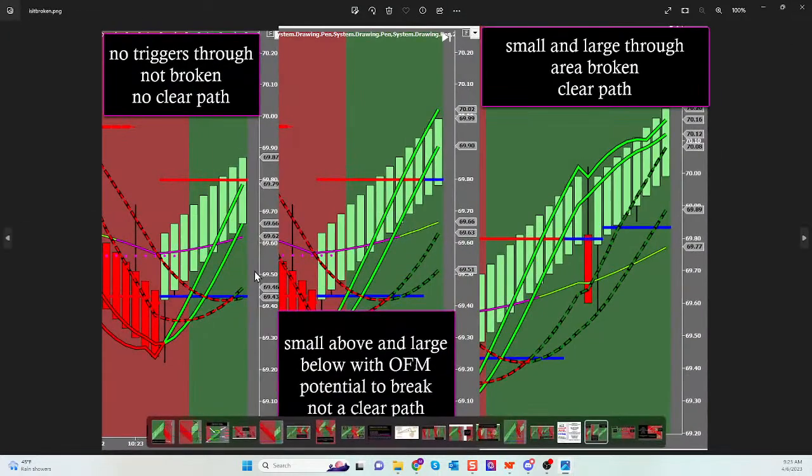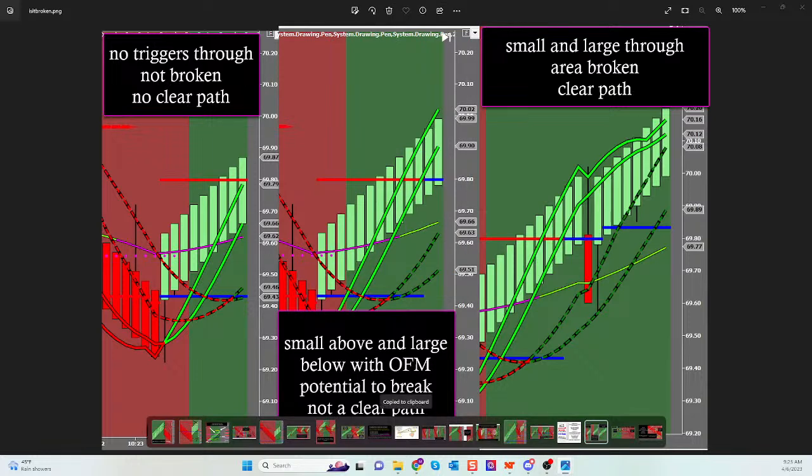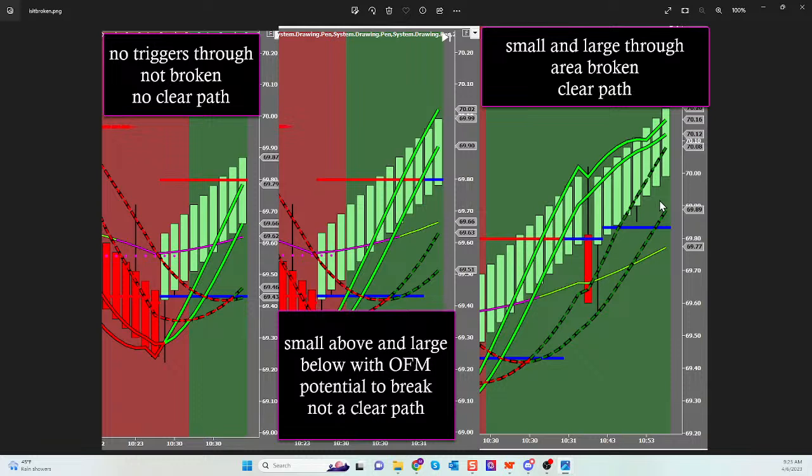And guys, here's that picture. I'm going to share this one with you. This is about the easiest way I know how to describe termination conditions in one picture. Price reaches resistance, no triggers are through, the area is not broken, there is no clear path. Rule number 2 is not met. We consider an area to be broken when both the smalls and the large break above this area of resistance. You can see that this area of resistance has become support.